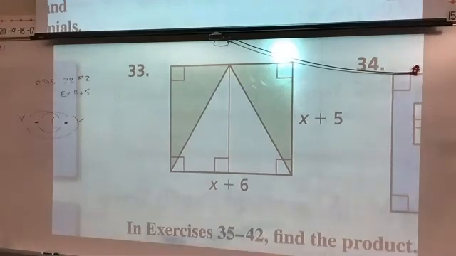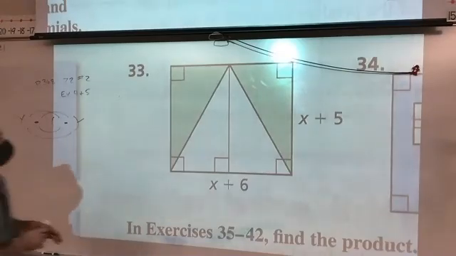All right, here we go. All right, tell me, what did you do to find the answer? I distributed the x plus 6 to the x plus 5 and then simplified and divided by 2. Okay, why did you divide by 2? Because the white part and the green part are equal. Yeah, the white and the green are exactly the same, right?